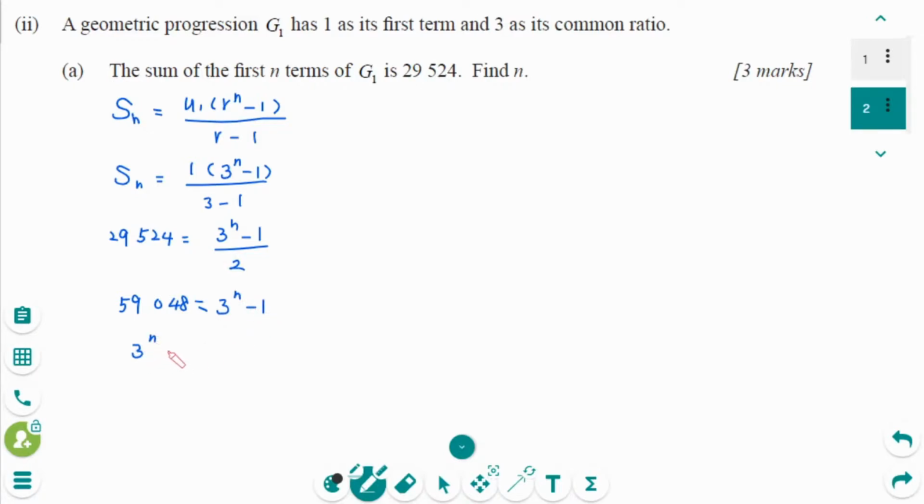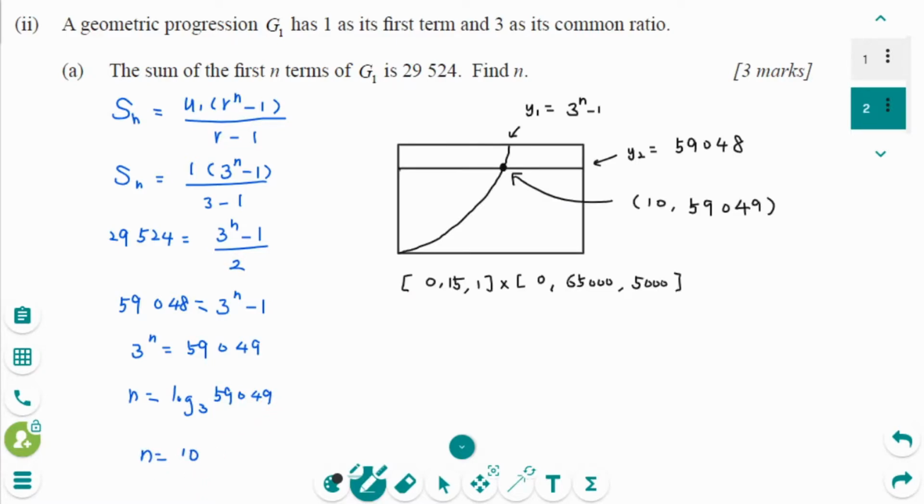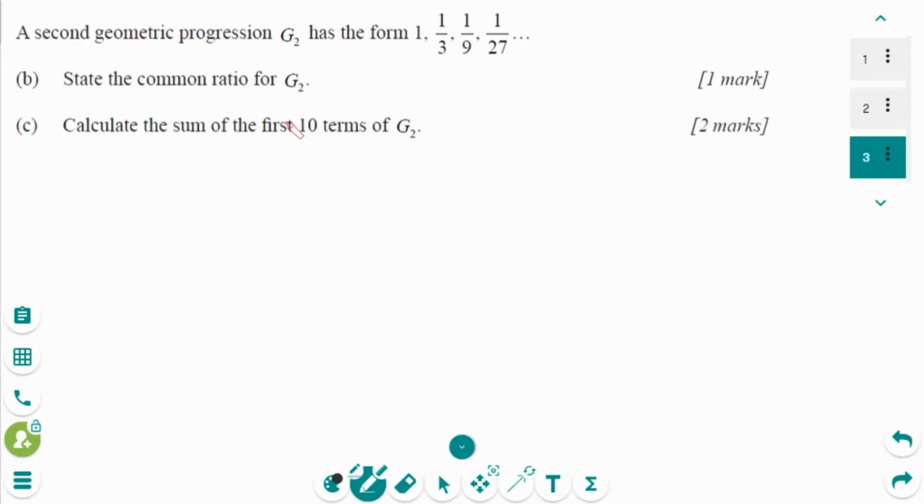Then 3 to the power of n equals 59,049. Then use the logarithm, n equals log 3 of 59,049, which is 10. If you didn't learn this yet, you can use the calculator. Number B, the common ratio is second term over first term, which is 1 over 3.